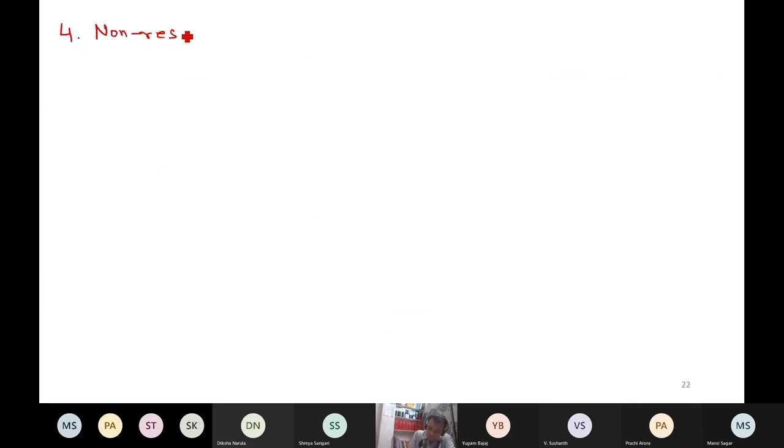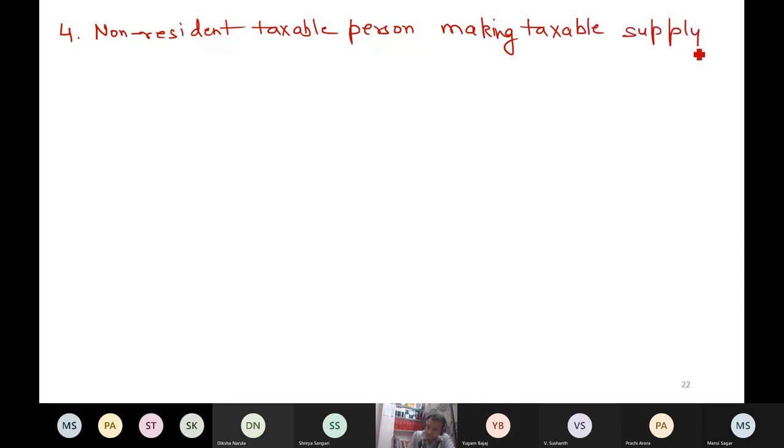Non-resident taxable person making taxable supply. Every non-resident taxable person who is making taxable supply has to take GST registration, and there is no exception in this category. Fifth point.